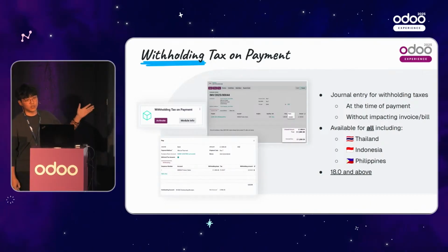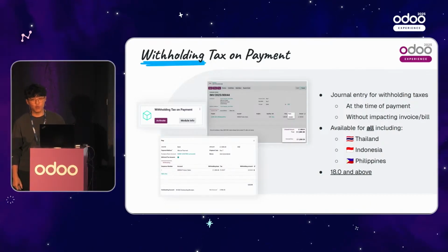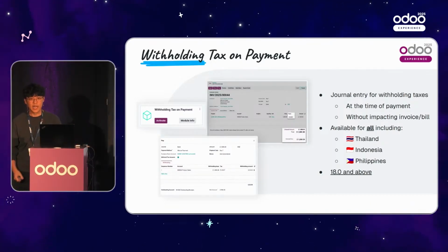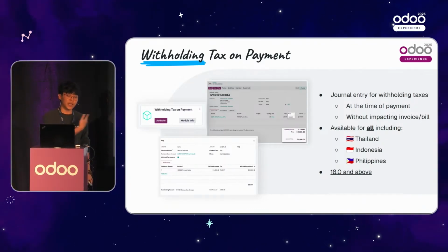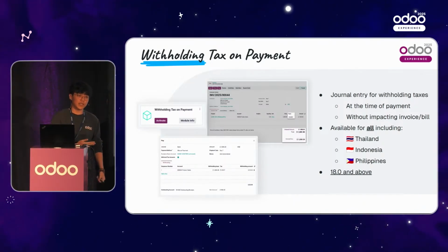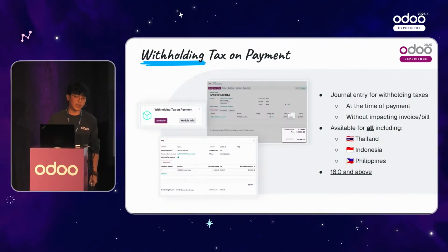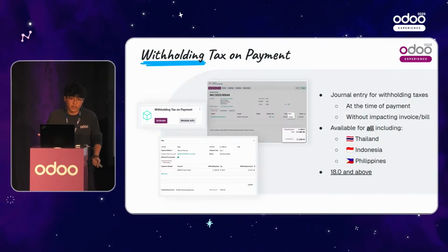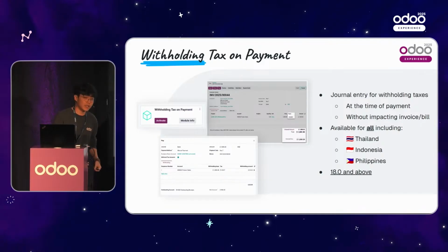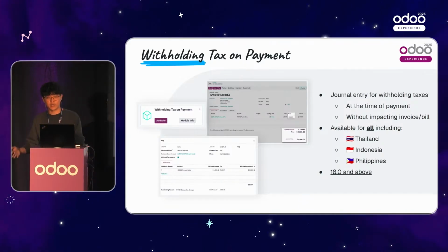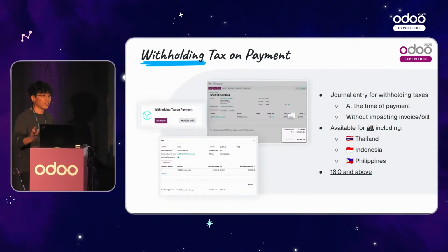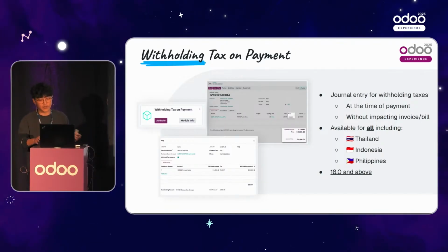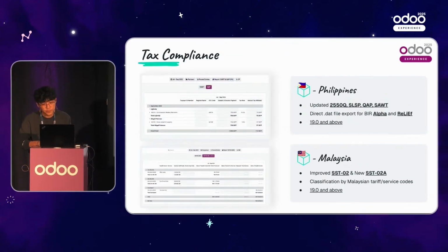And this is also available for 18.0 and onwards, so even your existing clients don't need to modify the taxes. Once they install it, as long as they have the negative tax amount, they will see a checkbox. Once they tick it, the withholding tax becomes recognized at the time of payment. So this was one of the major changes, or one of the biggest pushes that we made in terms of tax compliance affecting multiple countries in APAC this time.